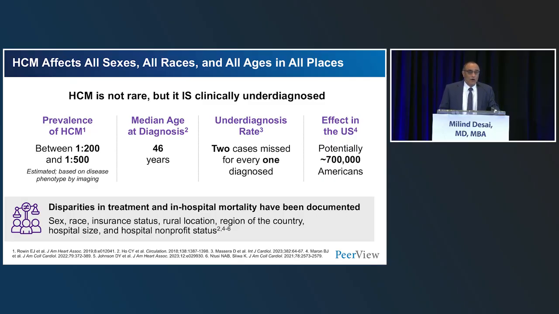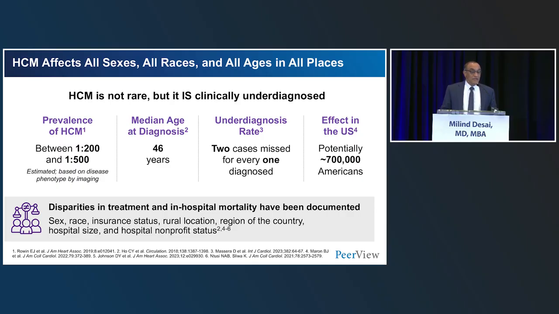This is an equal opportunity offender. It affects all sexes, all races, and all ages in all places. It is not rare, but certainly clinically underdiagnosed. The prevalence is thought to be between 1 in 200 and 1 in 500, and the median age is about 46 years. So for a genetic disease, if the median age is 46 years, it begets the question, what the heck are we doing for those first 45 years and 11 months?